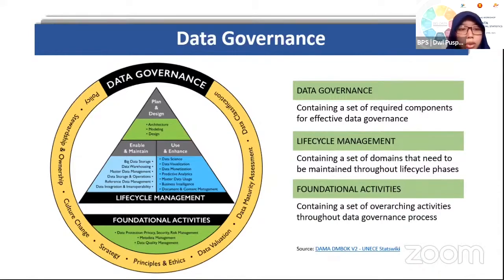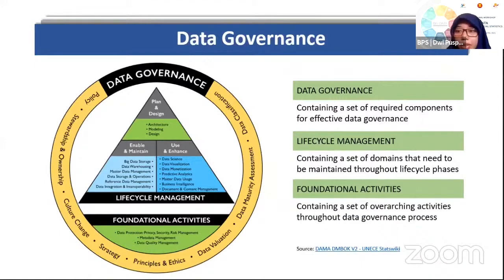And then there's also stewardship and ownership. This is regarding the division of roles and responsibilities in data governance. So we need to know who is in charge of what, so we can ensure that each of the roles has its own set of responsibilities.